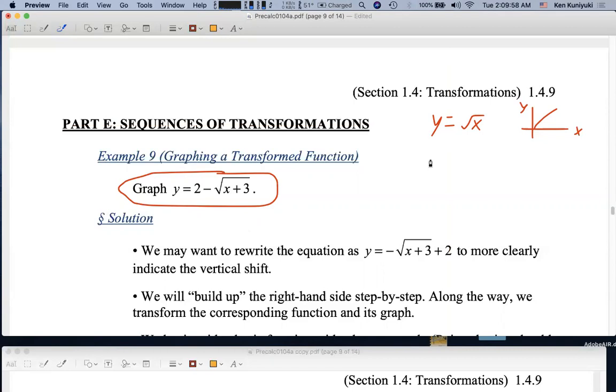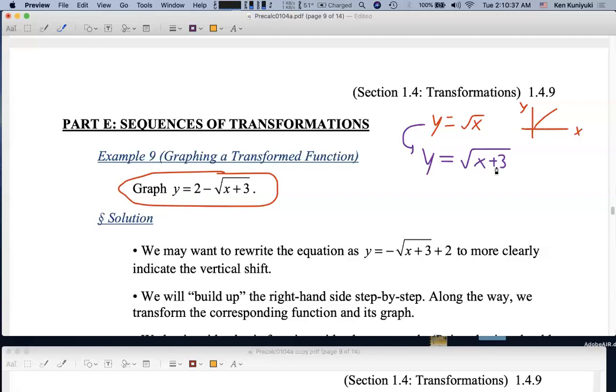Now, different students might approach this in different ways, but how can we build up to this right-hand side here? Well, we could substitute x with x plus 3 and get that radicand. So we go from here to y equals root x plus 3. And when you substitute x with x plus 3, what do you do to this red graph? What happens to it?